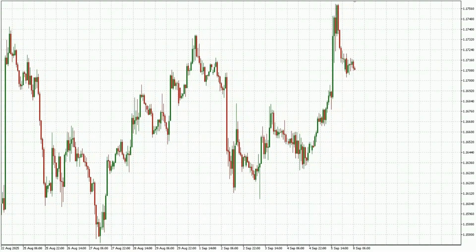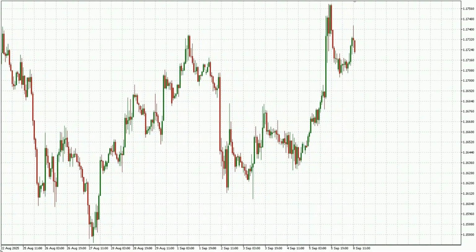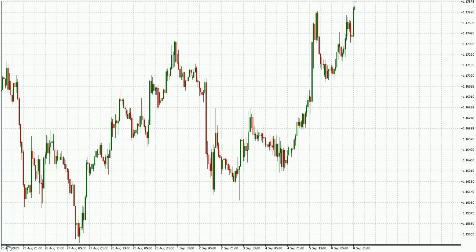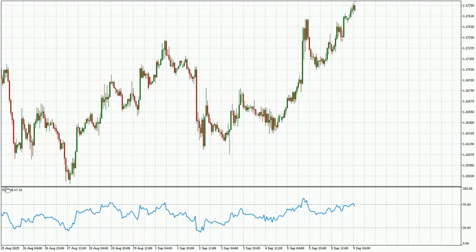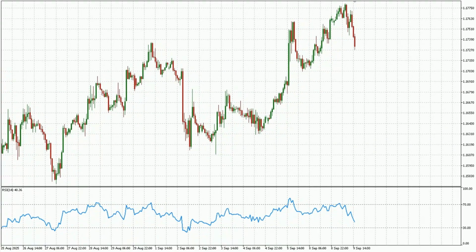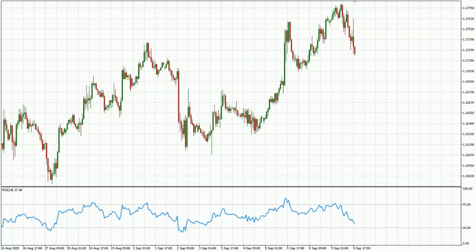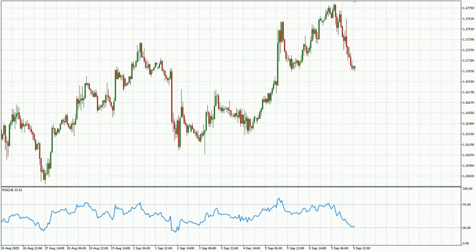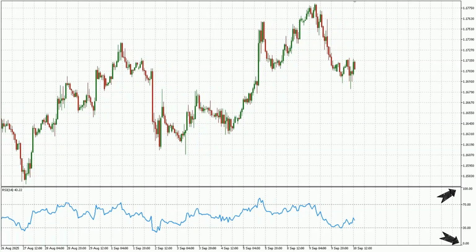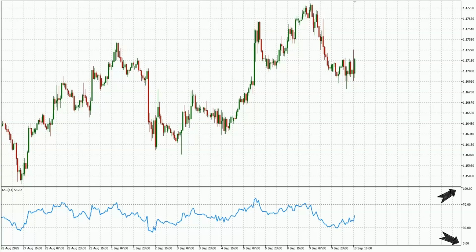What if you could know when a stock is about to get tired, when its run-up is running out of steam, or when a sell-off is about to bounce back? Well, that's exactly what the Relative Strength Index, or RSI, is designed to help you do. The RSI is arguably the most famous momentum indicator in trading. It gives you a score from 0 to 100, telling you how strongly a stock is being bought or sold.